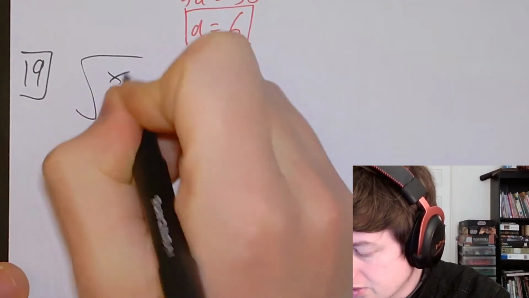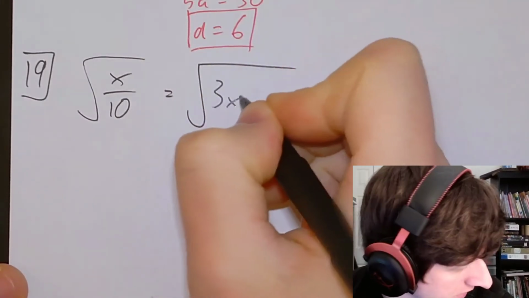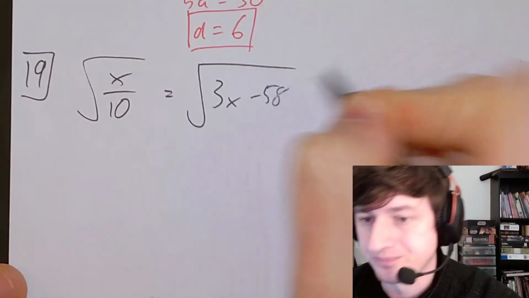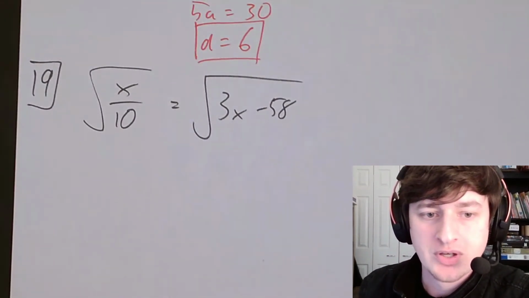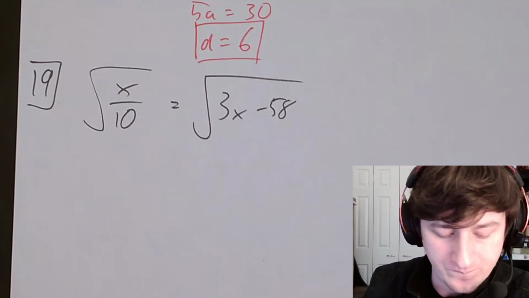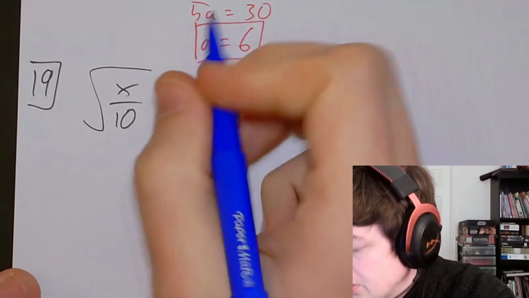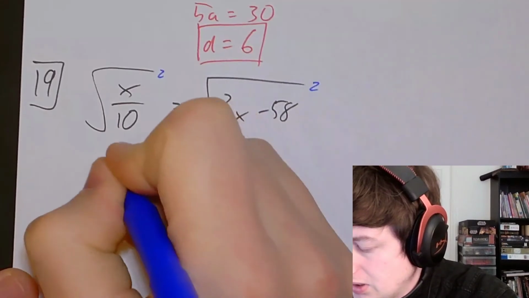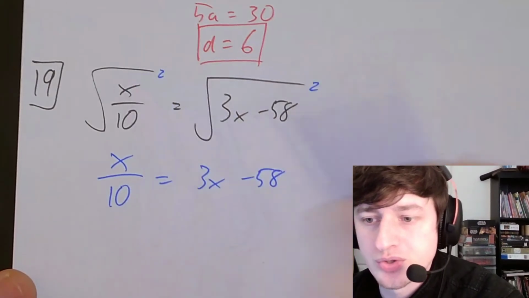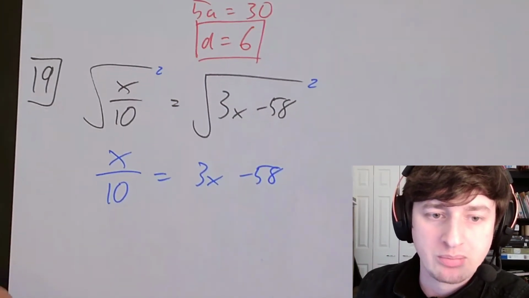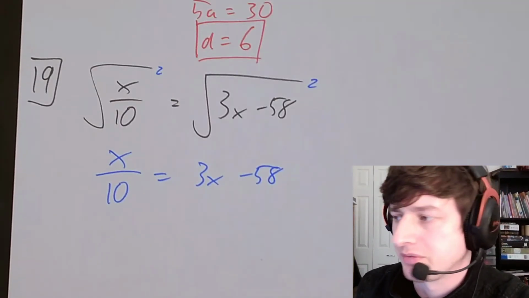The square root of x over 10 equals the square root of 3x minus 58. Square roots on both sides. What do we do? Well, we do the thing we've been doing. To get rid of the square root, we just square both things. And so then x over 10 is equal to 3x minus 58. The squares cancel both square roots, and then we're left with a problem that requires some more normal solving.